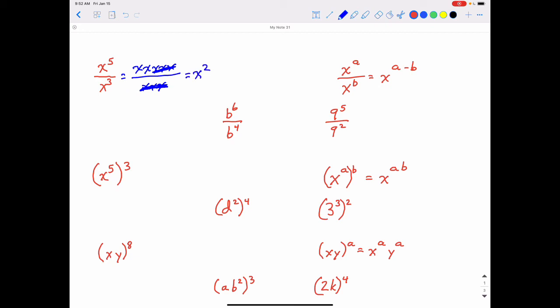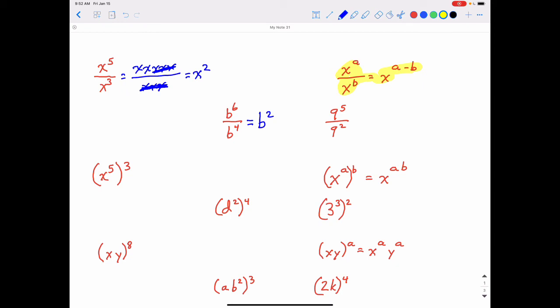So a quick way to do this one, instead of writing out all those x's and canceling, would be, if you look in the upper right-hand corner, if you have x to some a power divided by x to some b power, we could subtract the exponents to get our answer. So b to the 6th divided by b to the 4th, that would be whatever 6 minus 4 is. That's 2, so that would be b to the 2nd power.